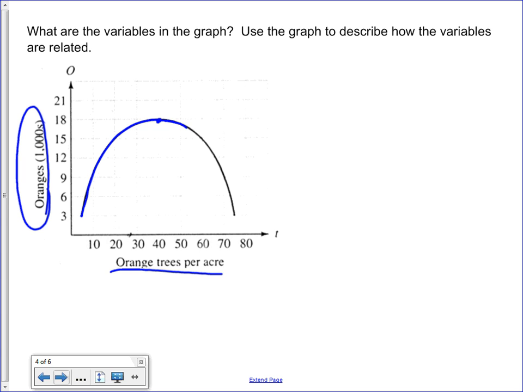After there are more trees per acre, our production decreases. So we can see from this graph that there's an optimal number of trees to be planted per acre to get the maximum production of oranges.